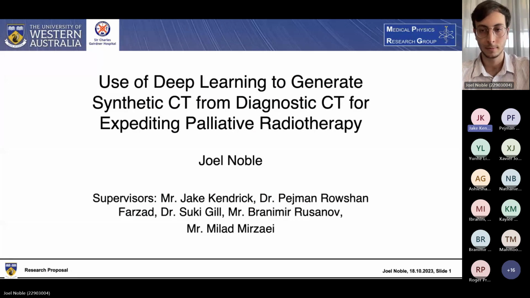Perfect. All right. So this is going to be our last presentation of the day. Joel Noble. And Joel's project is titled The Use of Deep Learning to Generate Synthetic CT from Diagnostic CT for Expediting Palliative Radiotherapy. So Joel, take it away when you're ready. Cool, yep, thank you, Jake.